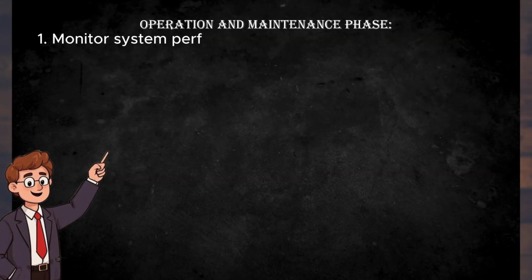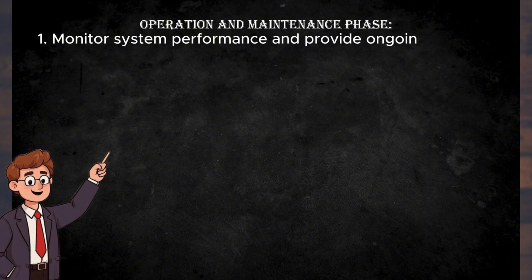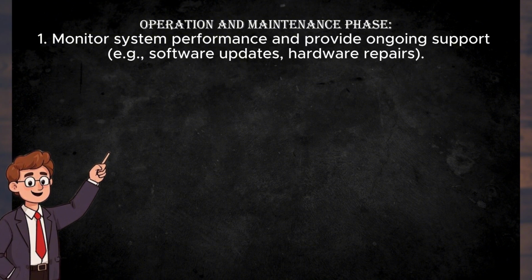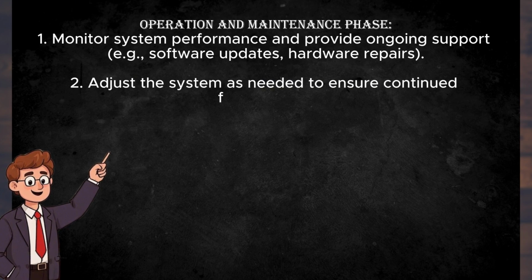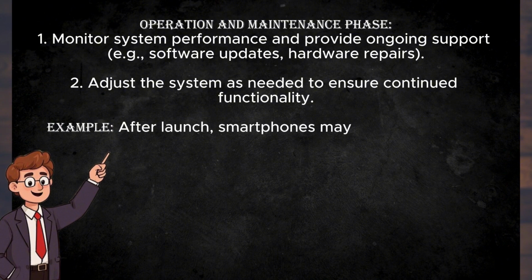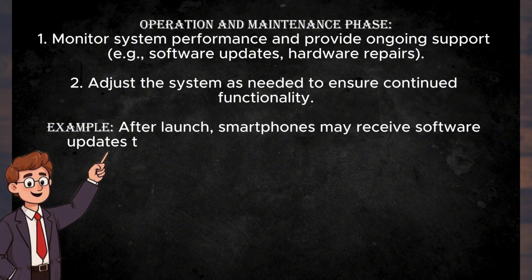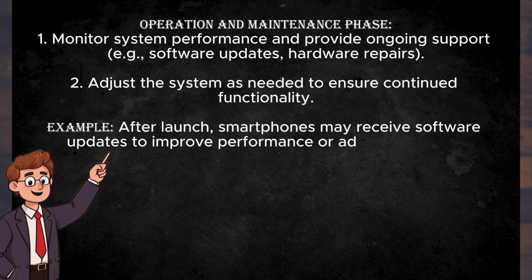Operation and maintenance phase. 1. Monitor system performance and provide ongoing support, e.g., software updates, hardware repairs. 2. Adjust the system as needed to ensure continued functionality. Example: after launch, smartphones may receive software updates to improve performance or address security vulnerabilities.